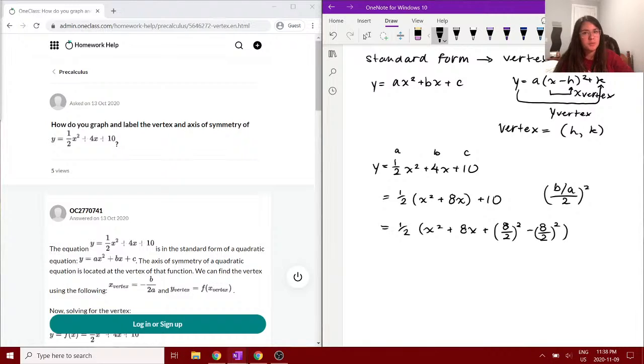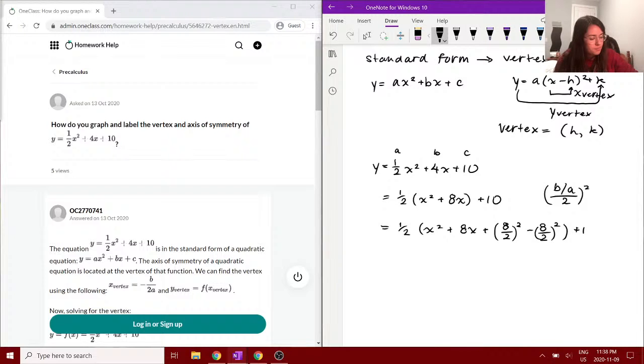We have to make sure that we don't, because this is an equation, remember, with two sides. So whatever you add to one side, you have to add to the other. So subtracting 8 divided by 2 squared is equivalent to adding it to both sides, right? Add it to both sides, and you can move it over and subtract it from this side.